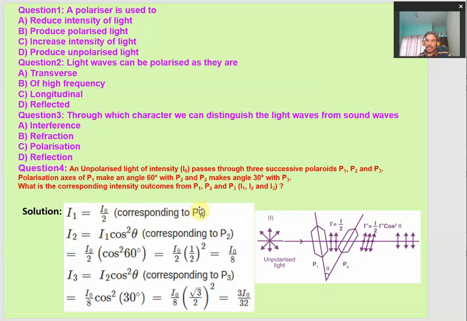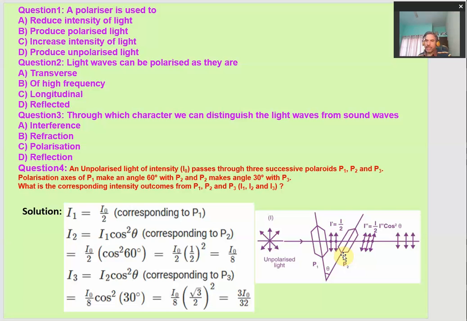Now what is the light coming out of the second polarizer P2, which is at 60 degree angle with P1? We again make use of Malus law. So I2, the intensity after polarizer P2, is equal to I1 times cos square theta, where I1 is the intensity of the light it receives, which is just half of the intensity of unpolarized light by calculation. Here theta is 60 degrees. When we substitute the values and calculate, we get the intensity after the second polarizer to be I naught by 8. So this is the intensity which we receive after the second polarizer P2.